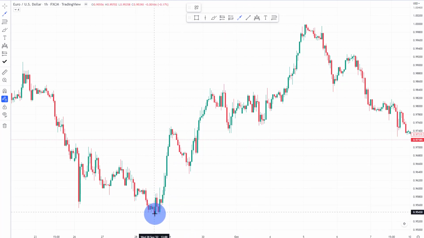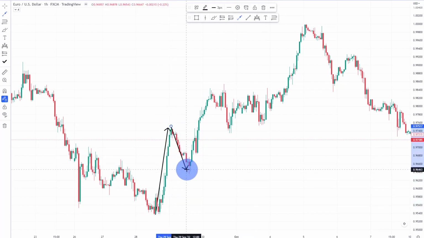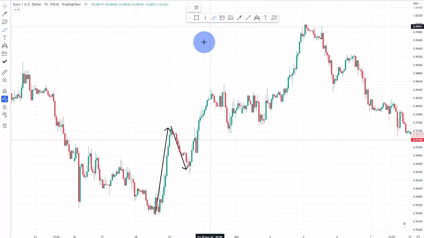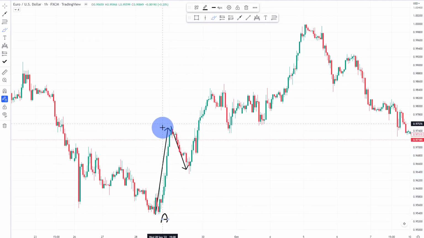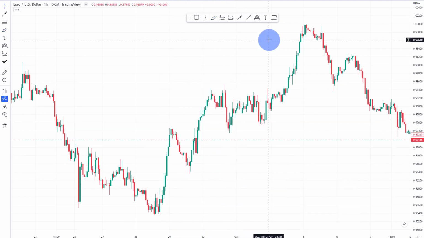First of all, we need to find a so-called A B C move. So we have our impulsive wave, the corrective wave, and once we have that, we have our 3 points. A, which is the origin, B is the end of the impulsive phase, and then C is the retracement. And once we have that, now we're going to apply the Fibonacci.